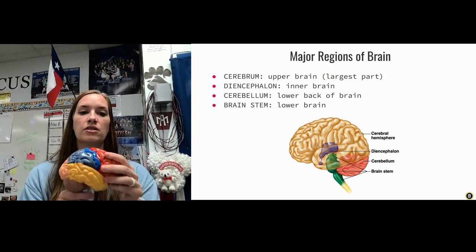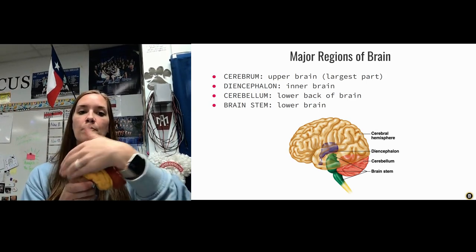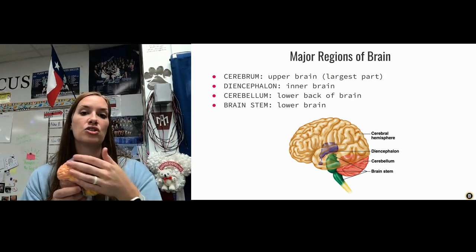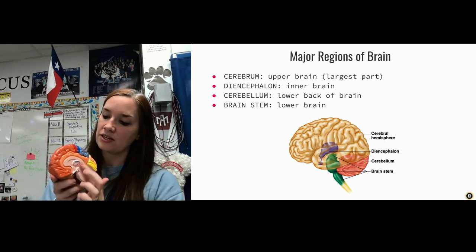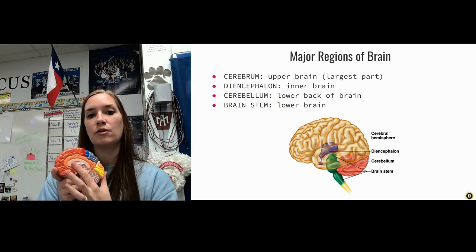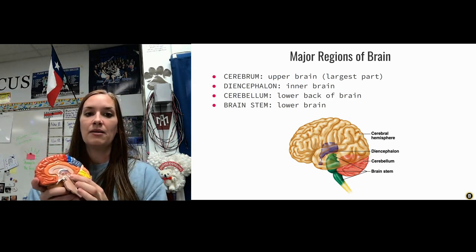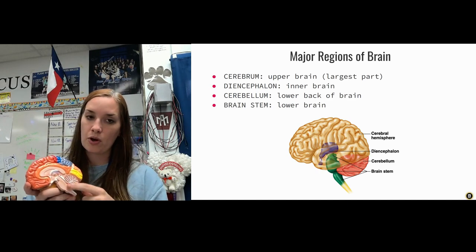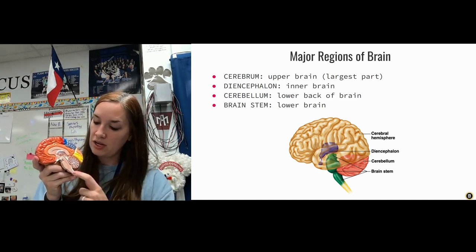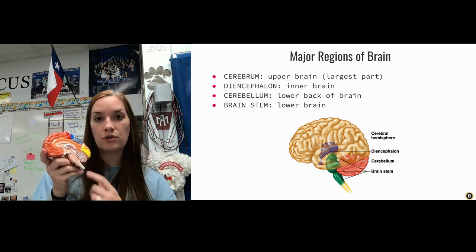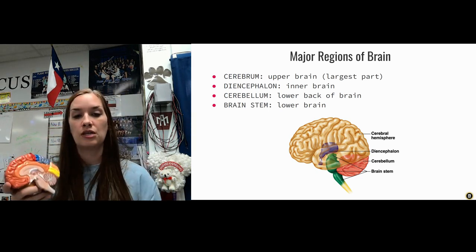So looking at those, the cerebrum is going to be this upper part of the brain. This is the largest part of the brain. Then you have the diencephalon, which is actually on the inside of the brain. It's the inner brain. The cerebellum is going to be this lower back portion of the brain, and then the brainstem is this lower brain, which then would attach to the spinal cord, which would then continue your central nervous system.